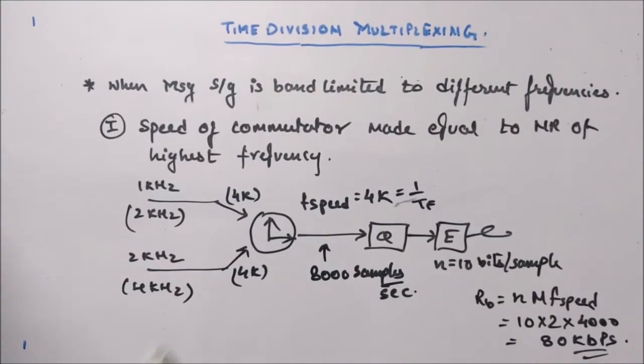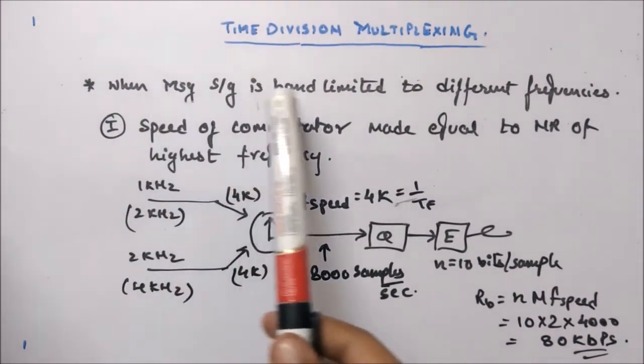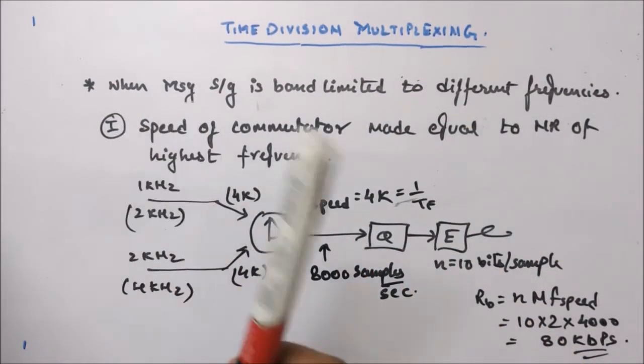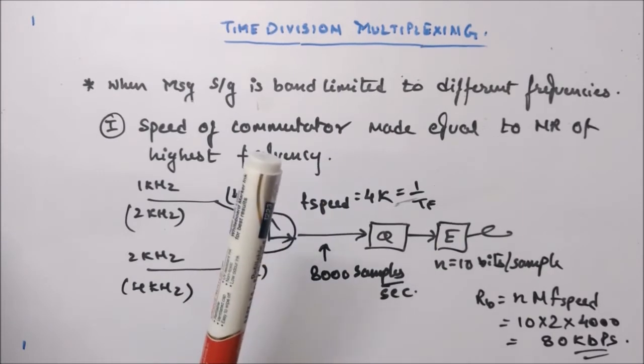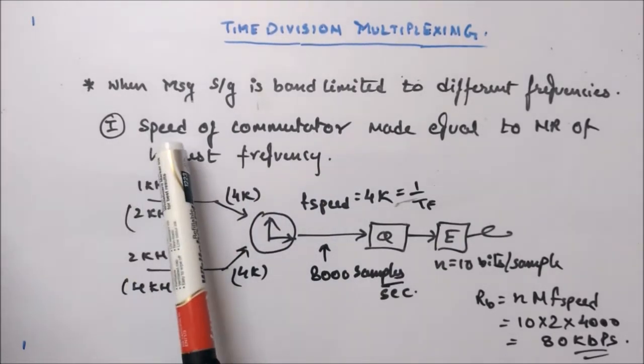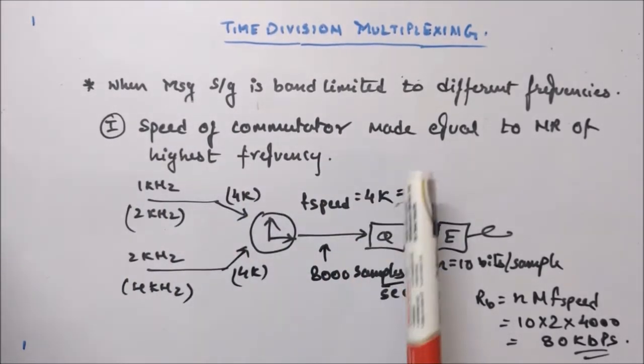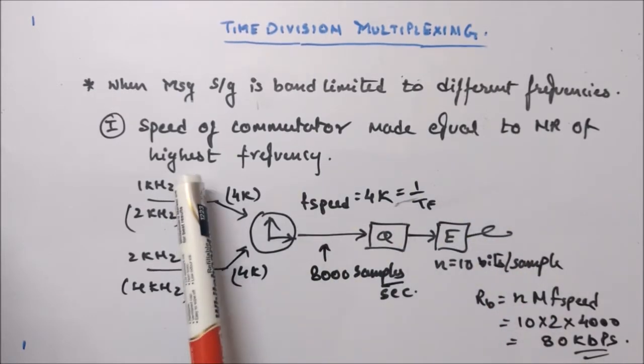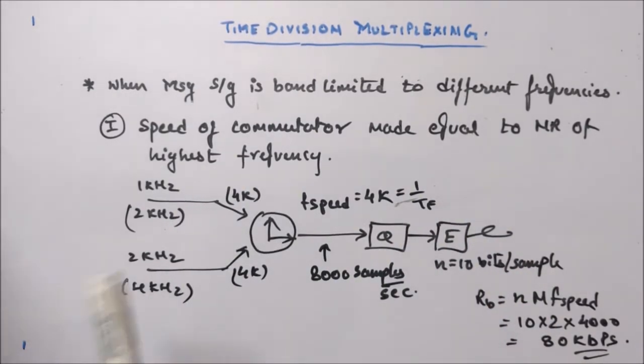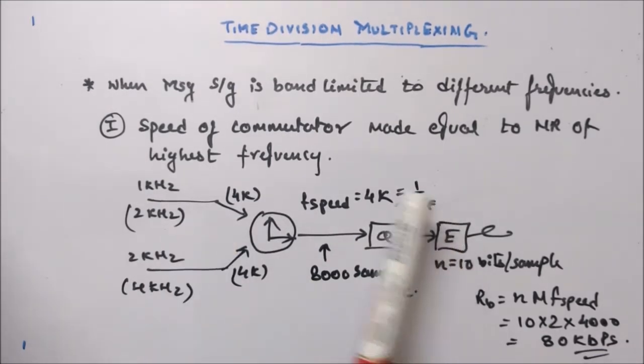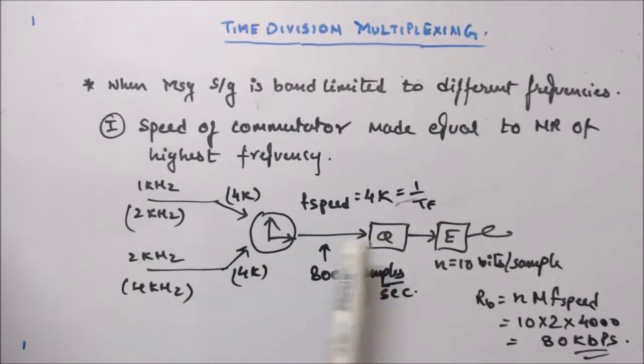Now it turns out that to solve this problem we have two ways. The first way is you set the speed of the commutator equal to the Nyquist rate of the highest frequency. Okay, I will explain it through an example.